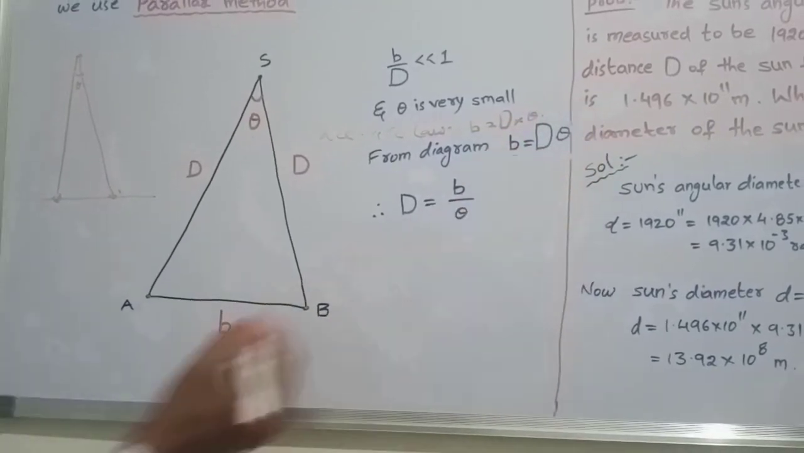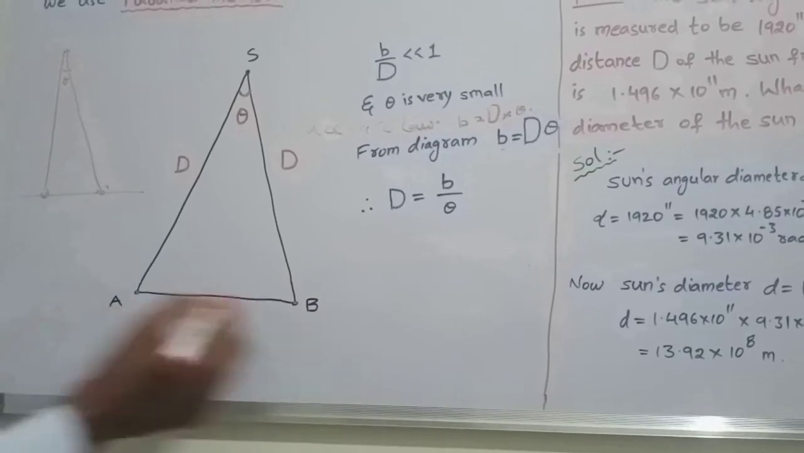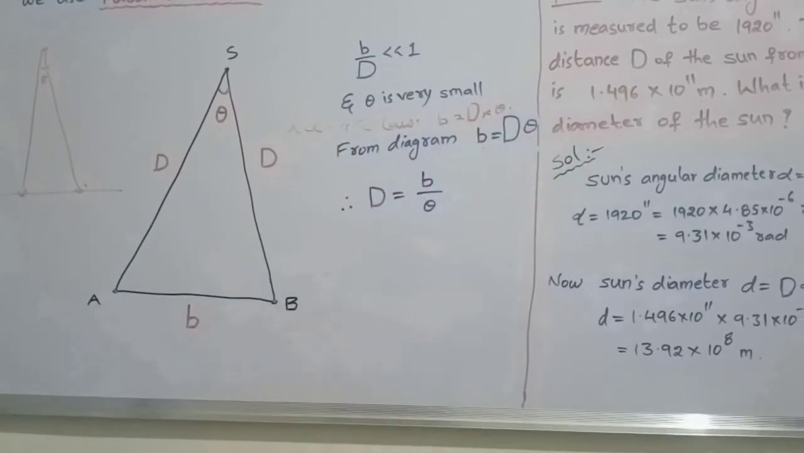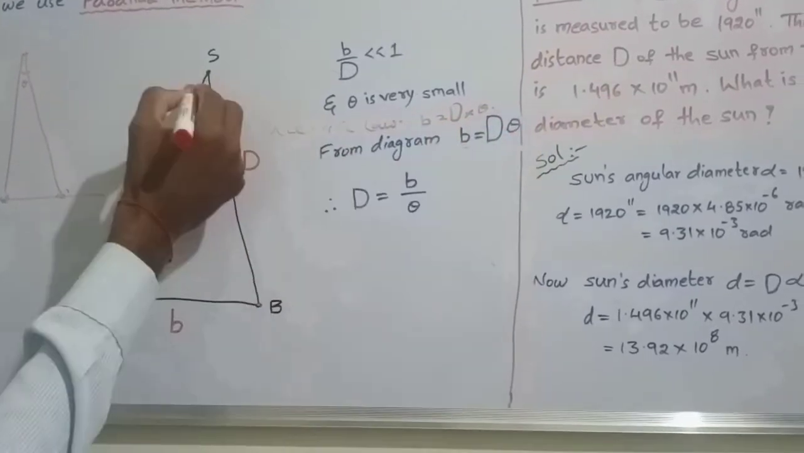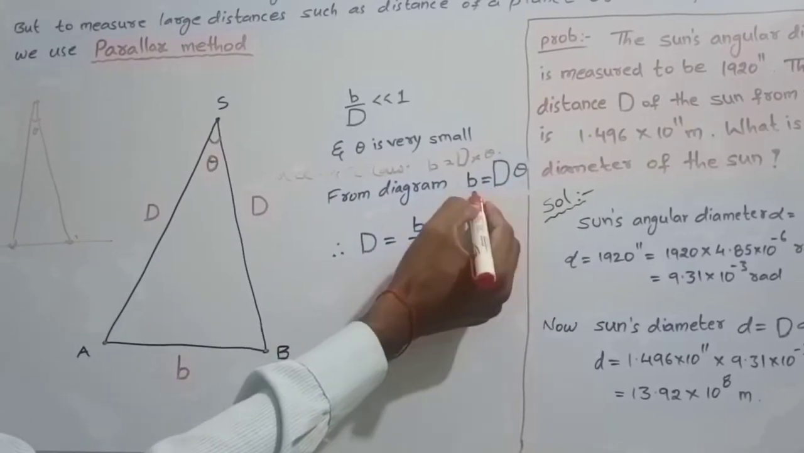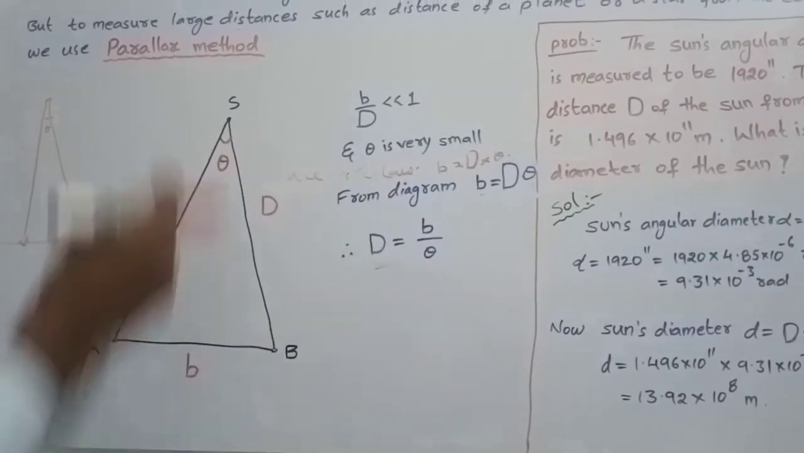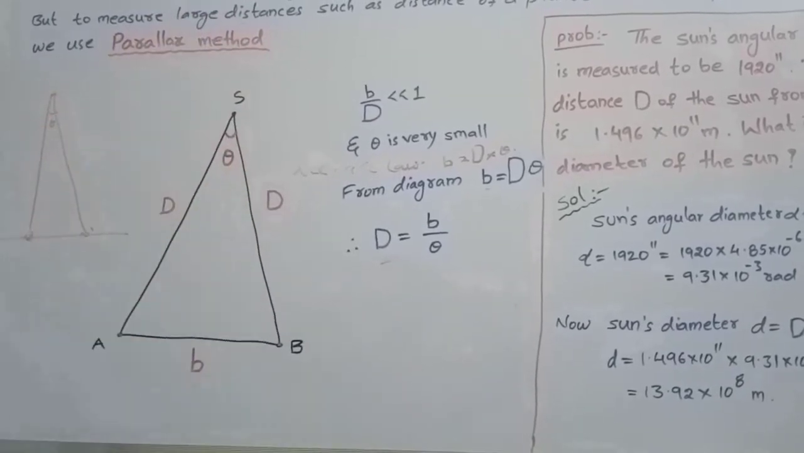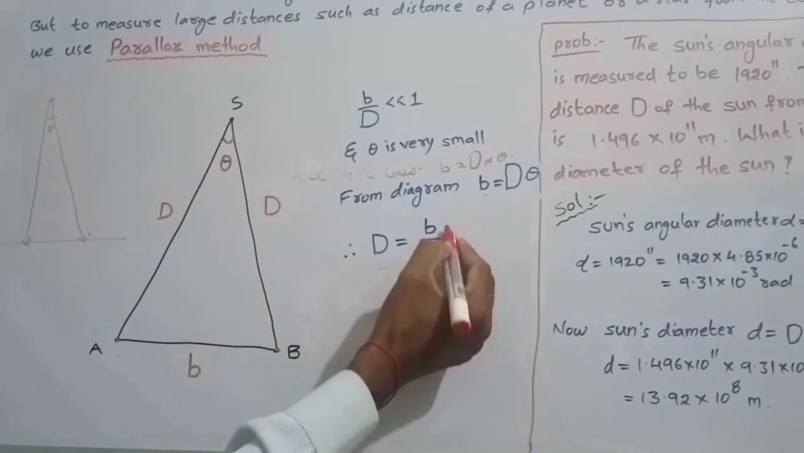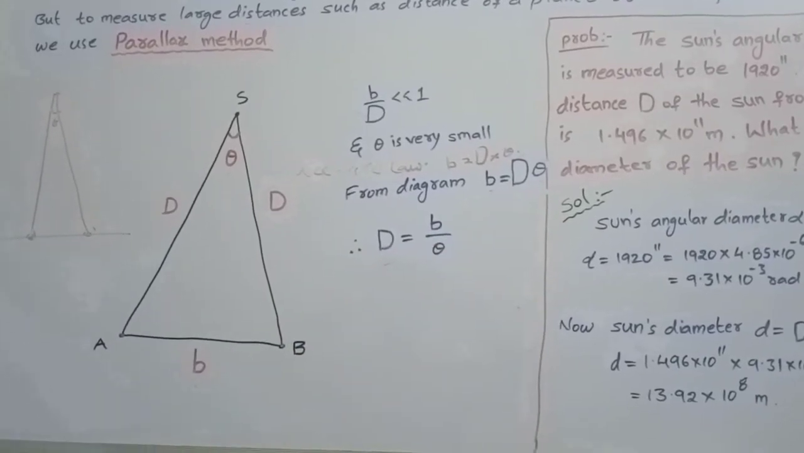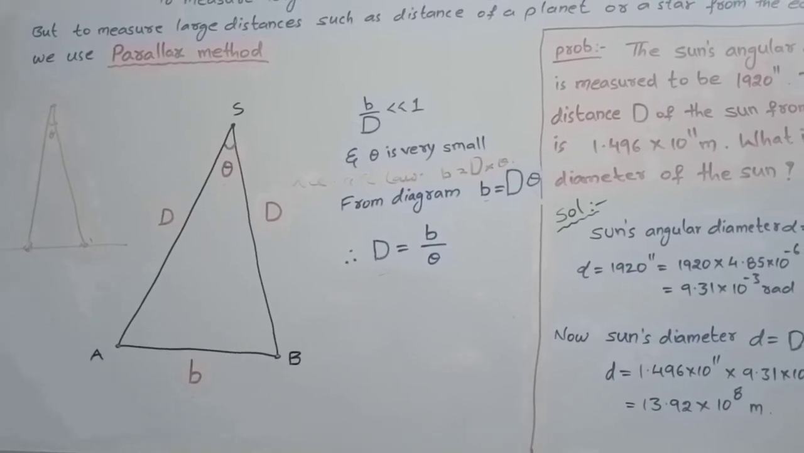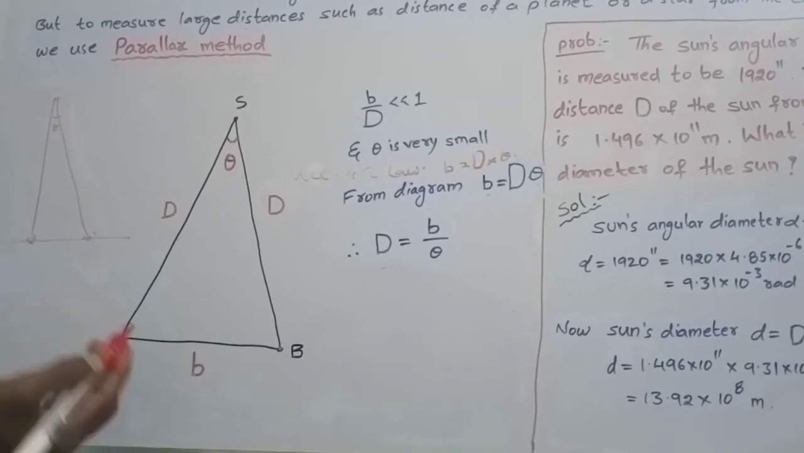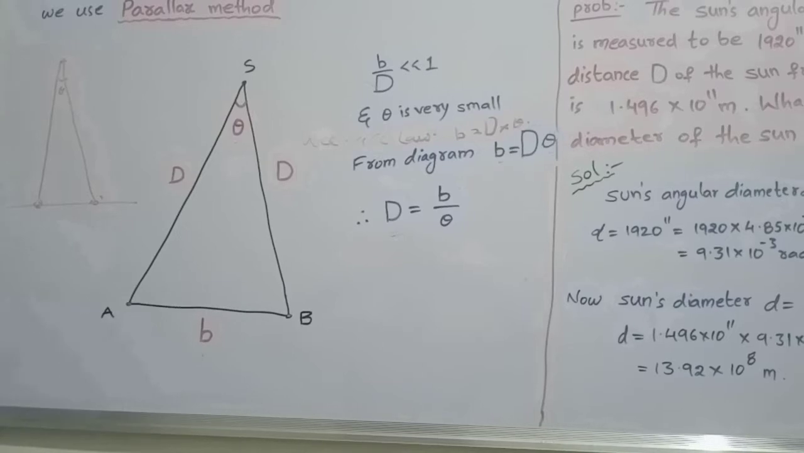The distance b between the two positions on the Earth's surface is measured mechanically, and by using geometrical laws, we determine theta. By substituting b and theta, we measure the distance of the star from the Earth's surface. So here D is equal to b by theta. By using the parallax method, we find the distance of stars from the Earth, and also we find the diameter of the planets or stars.